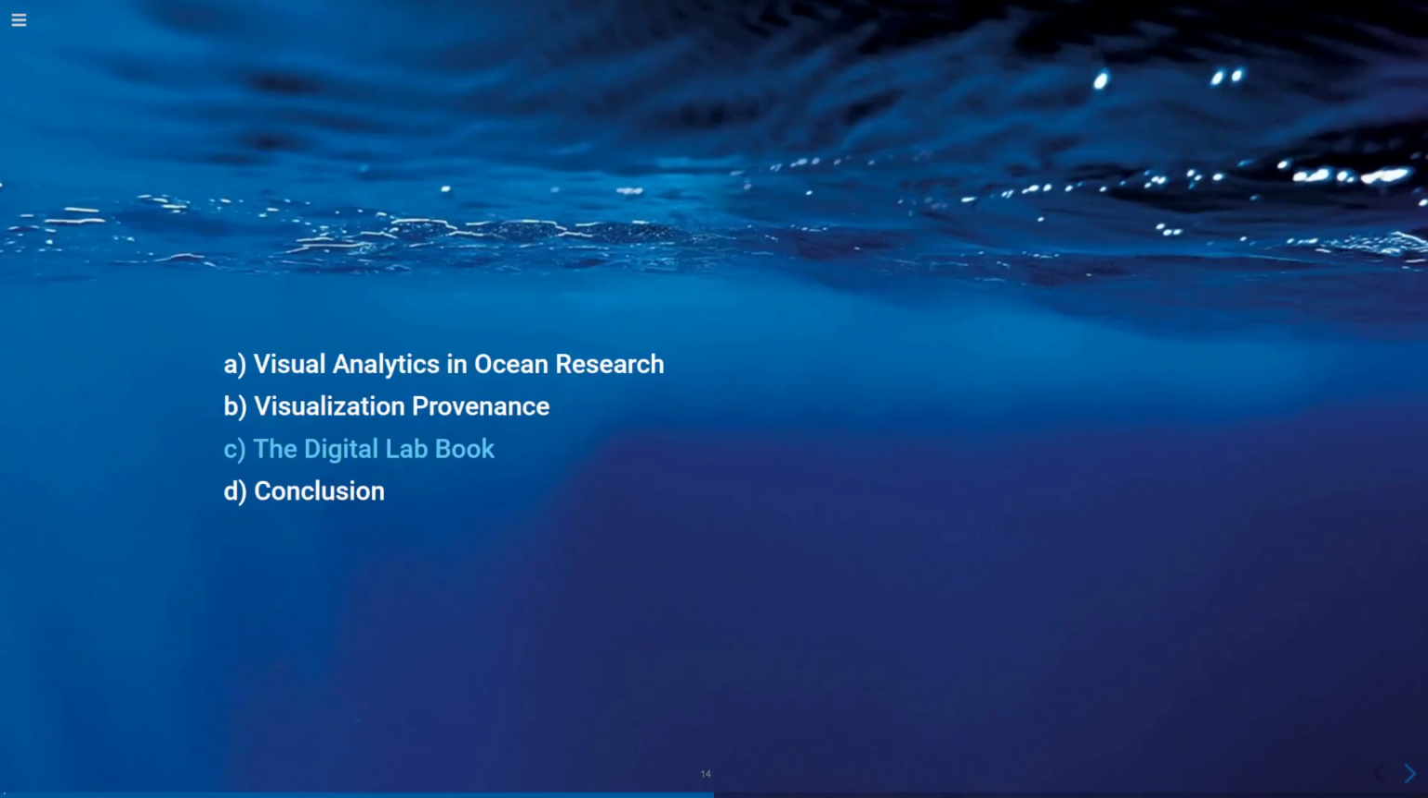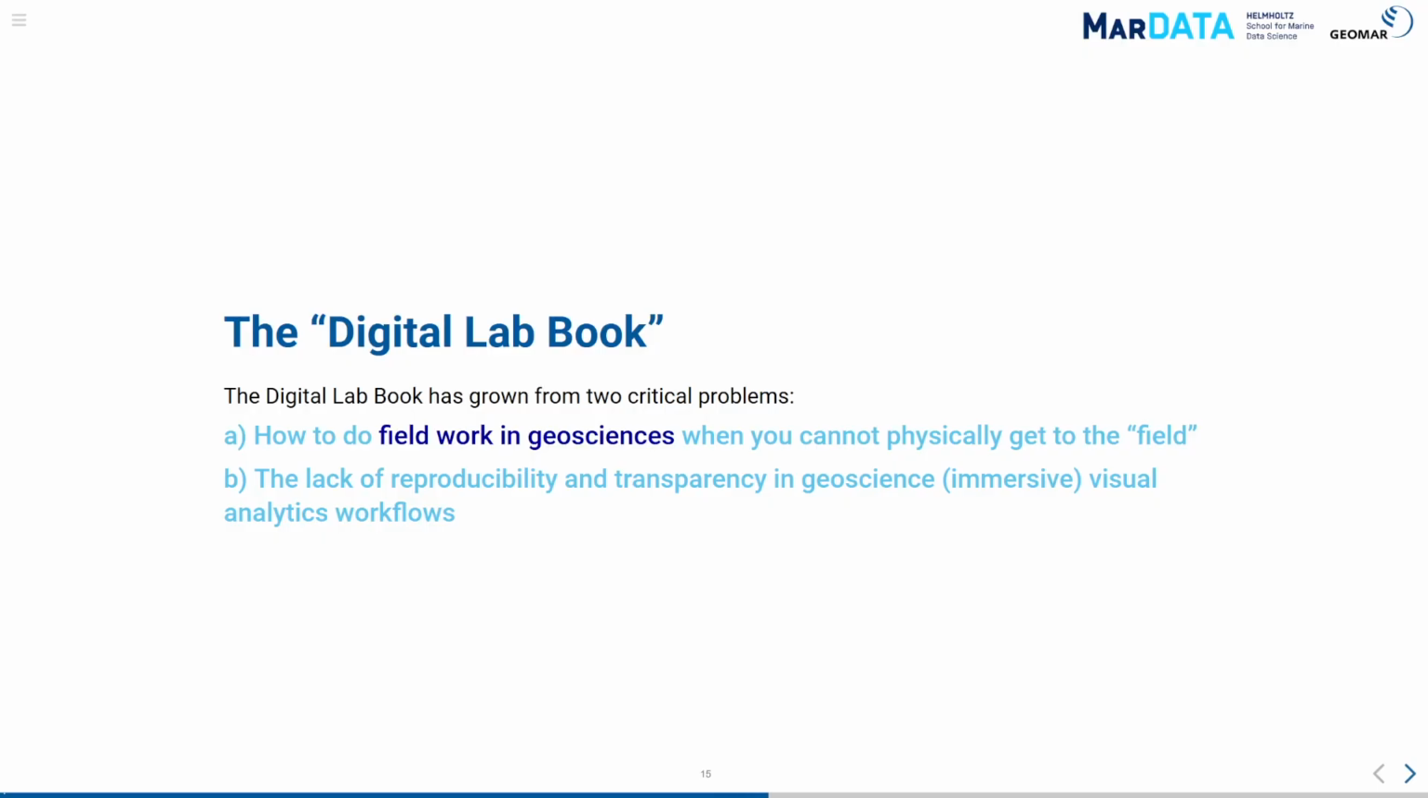And for this purpose, we are developing the Digital Lab Book, a provenance management tool. The two main tasks that form the basis of the Digital Lab Book were how to support fieldwork if you cannot get to the field. Remember the notebook drawing on the geological fieldwork slide. And the lack of provenance in geoscientific visual analysis processes.